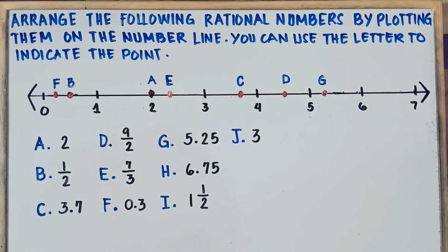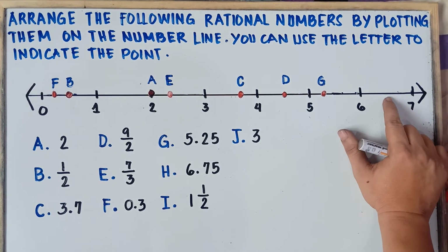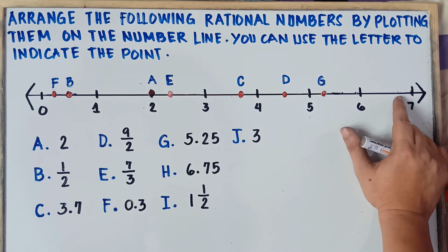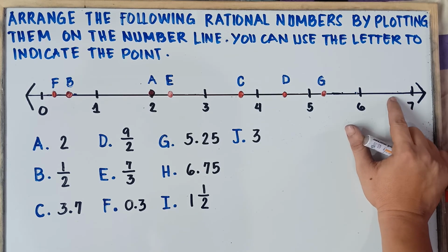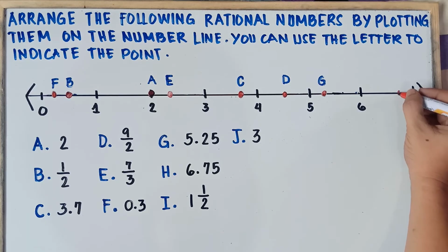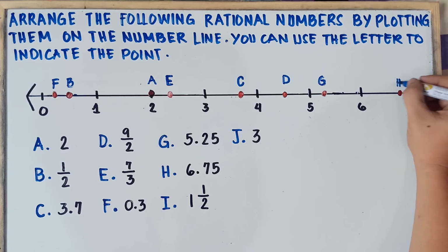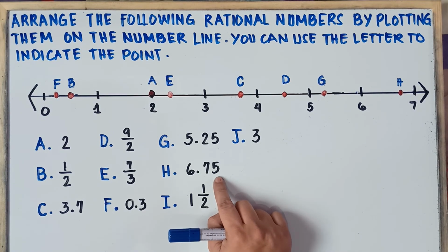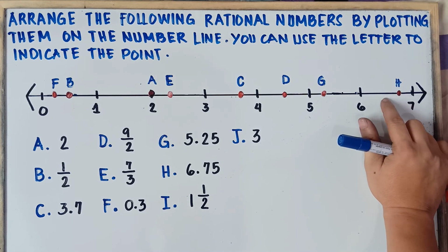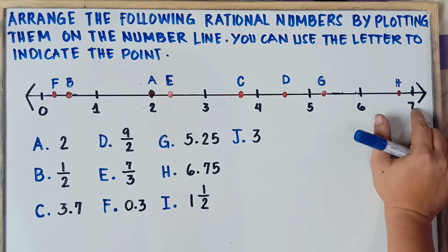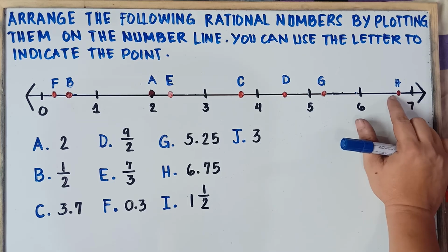Alright, and then letter H, our given is 6.75. So once again, in between 6 and 7, that would be 6.5, 6.6, 6.7, 6.8, 6.9, and then 7. So this one right here, class. Simply estimate, class. So this will be our H. Once again, class, 0.75, that would be 3/4 in fraction. So if this is half, 6.5, that would be 6 and 1/2. Half of 6.5 to 7, that would be 6.75.